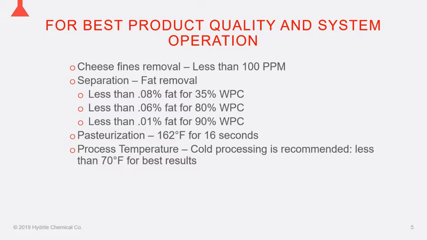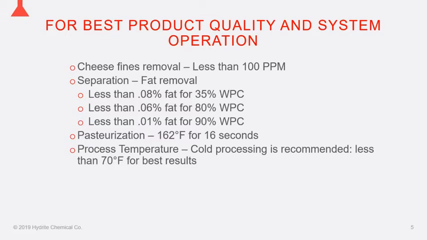Also, fat removal. Most systems are not designed to remove fat, unless they're up front, like a raw milk UF or MF system. If you get higher concentrates of fat in a WPC 35 system, typically at 0.08, or a WPC 80 system at about 0.06, or a WPI 90 at 0.01 fat, we like to stay at that or less than.